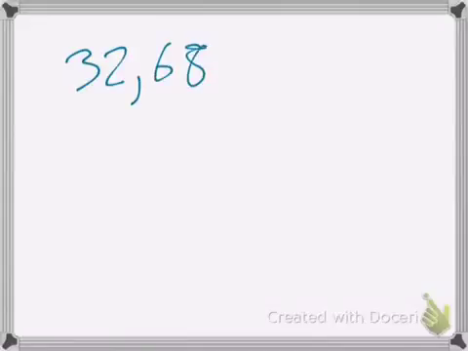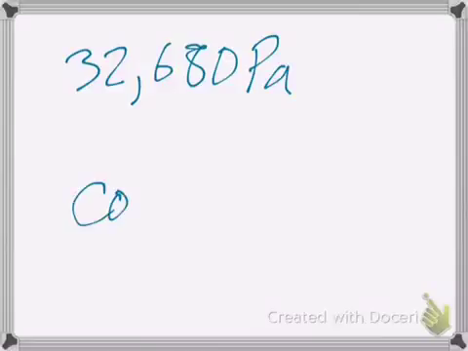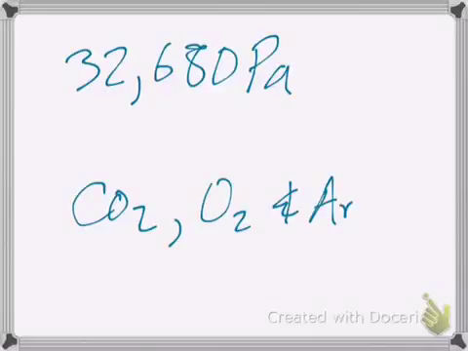Hey Morgan, okay, looking at number 19, it says that all gases have the same pressure. So if you have 32,680 pascals, if every single gas has the same pressure and there is carbon dioxide, oxygen, and argon, then there's three gases that make up all of those pressures.